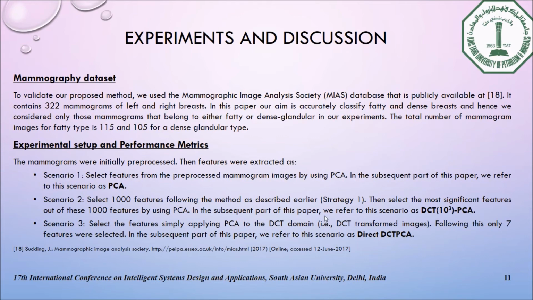In scenario 2, we select 1000 features following the method described earlier in strategy 1. Then we select the most significant features out of these 1000 by using the PCA. In the subsequent part of this paper, we refer to this scenario as DCT-PCA. Then in scenario 3, we selected the features simply by applying PCA to the DCT domain, for example, DCT transformed images. Following this, we selected 7 features. In the subsequent part of this paper, we refer to this scenario as direct DCT-PCA.